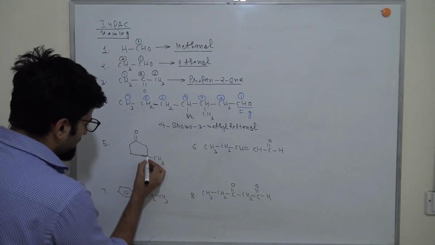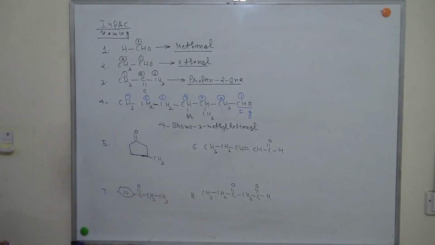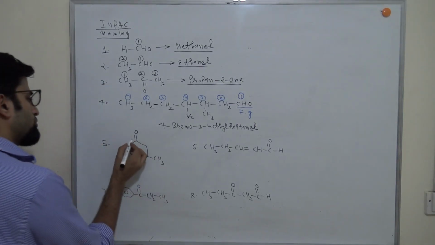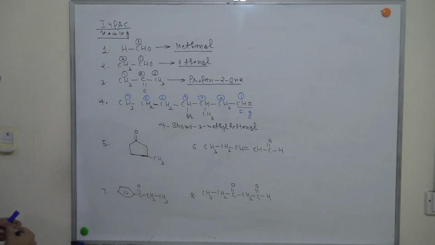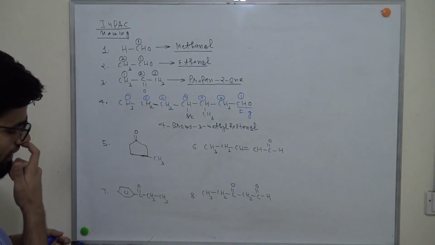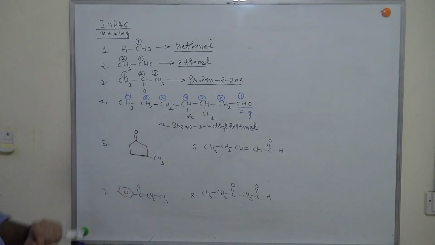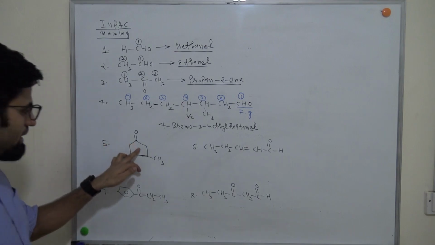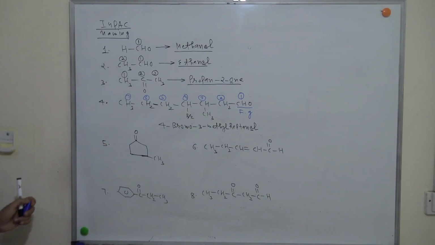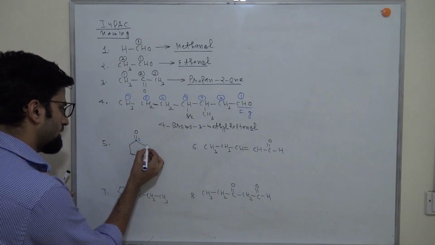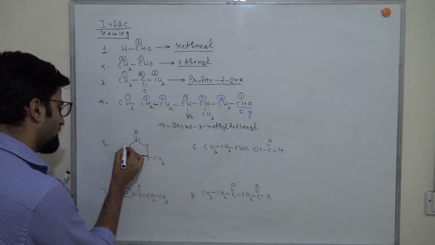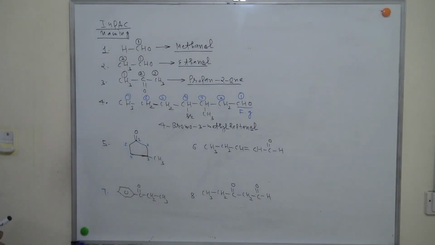Now, this question is also very simple, not a problem, it's a cyclic compound, so what? Okay, so again I have to choose the longest chain. Whenever I'm choosing the longest chain, I'm keeping in my mind that my functional group should get the least number. So my functional group here is ketone, right? Can you see that? So 1, 2, 3, 4, 5.